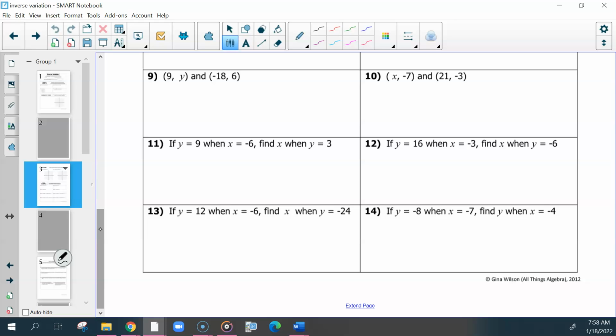For 11, we're going to do the equation method. Remember, it's the same thing as before, it's just now in words. So here, if y equals 9 and x equals -6, we're going to multiply those together and set that equal to when we need to find x and y is 3. I'm going to write it so that it's 3 times x. But if you write it x times 3, that's fine too.